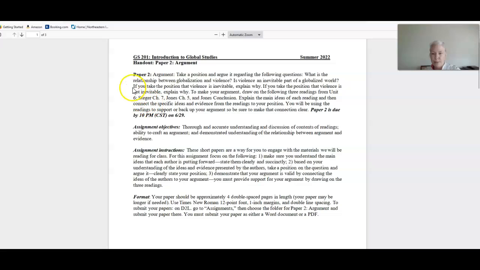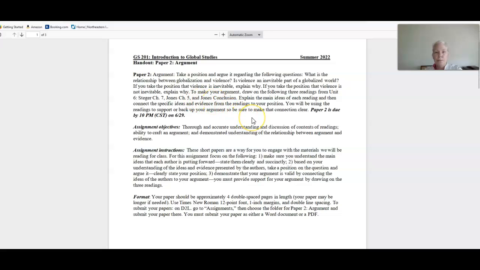So the primary instructions are right here at the top. So what I'm asking you to do for this paper is to take a position and argue it regarding these particular questions. What is the relationship between globalization and violence? And is violence an inevitable part of the globalized world? Okay, so I want you to take a position on that, and I want you to argue it. You're going to argue it using 3 particular readings from Unit 6. They're listed here. Steger chapter 7, Jones chapter 5, and the Jones conclusion.